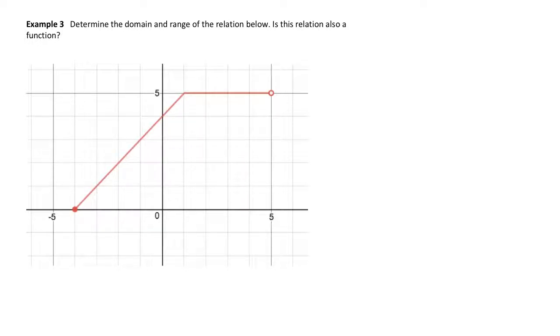And for example 3, here we have a relation because it's a graph. I'd like to figure out its domain and range, and also if this thing is or is not a function. So this is going to be a little more interesting because now we have infinitely many points as opposed to just a finite list. What I'm going to do is start by focusing on what's the domain and then what's the range.